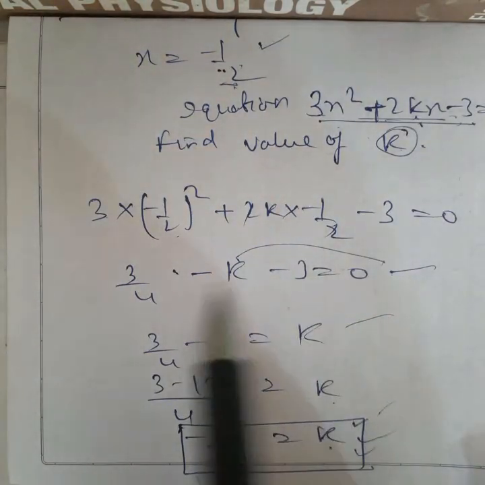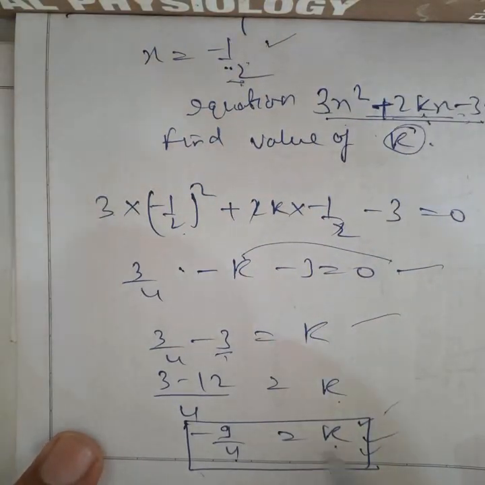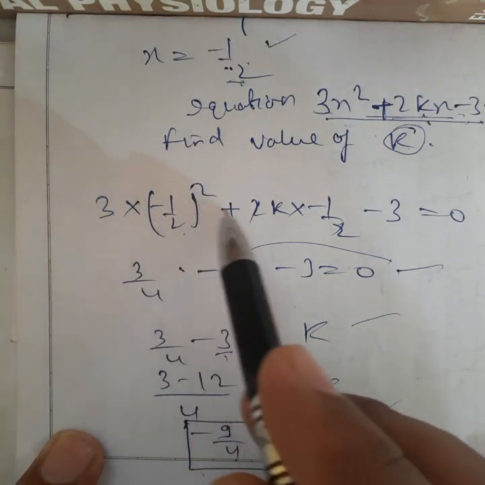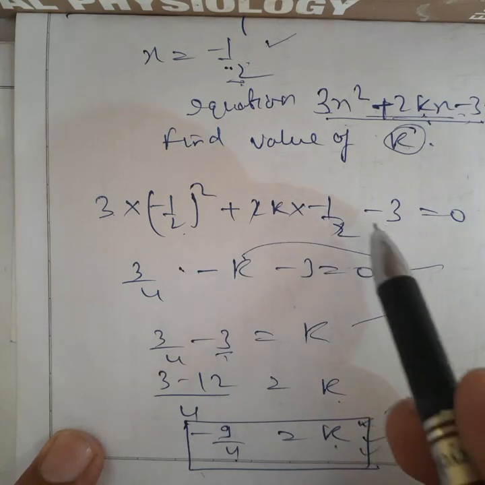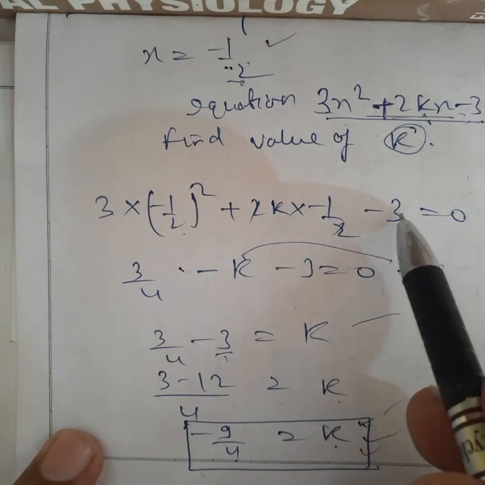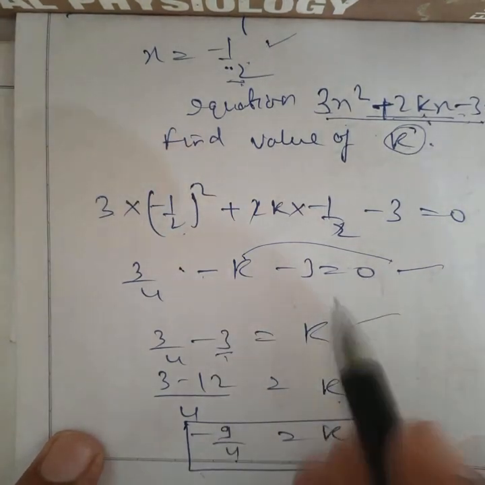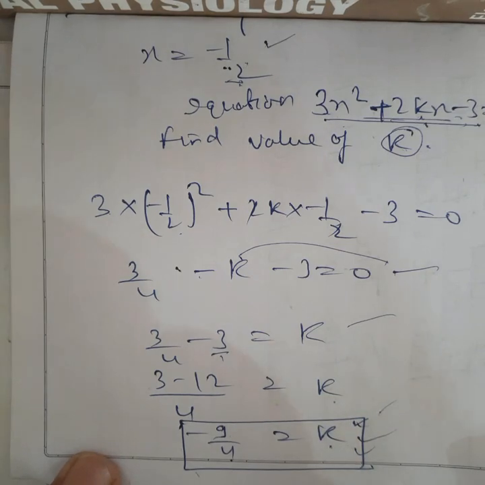Now putting x is equal to minus 1 upon 2 and solving this particular equation, 3 into (1 upon 2) to the power 2 plus 2k, substituting x as minus 1 upon 2, so minus 1 upon 2 minus 3 is equal to 0. This plus minus will become minus. Now solving further, we get k is equal to minus 9 upon 4.